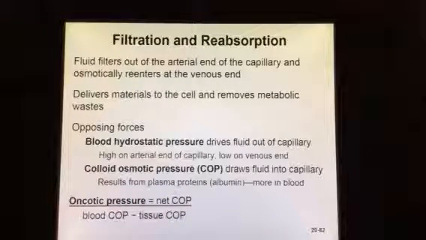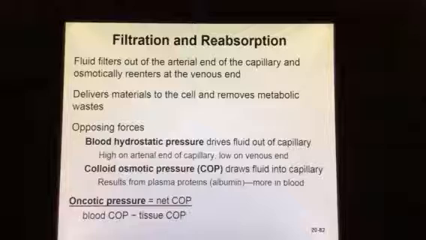Okay, next we're going to talk about filtration and reabsorption. We have to keep in mind the capillary and the flow of blood. We are starting at the arterial end of the capillary, moving through the capillary, and then it drains into the vein at the end. This flow of blood delivers materials to the cell and removes waste.